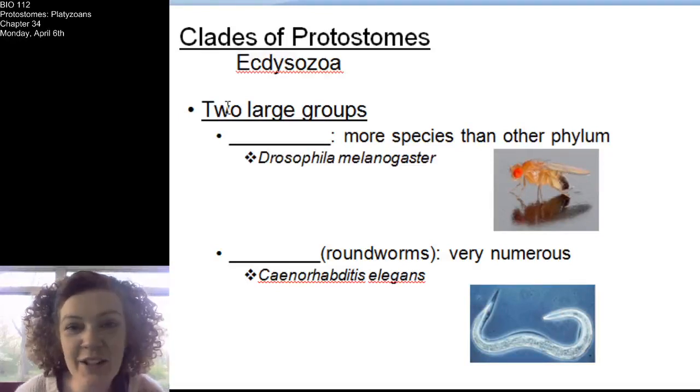Yes, very good. It's the arthropods. Exactly. And within the arthropods, you have a powerhouse of genetic and molecular biology, and that is Drosophila melanogaster, which is the fruit fly, right here. Okay, the Ecdysozoa have been very good to biologists.